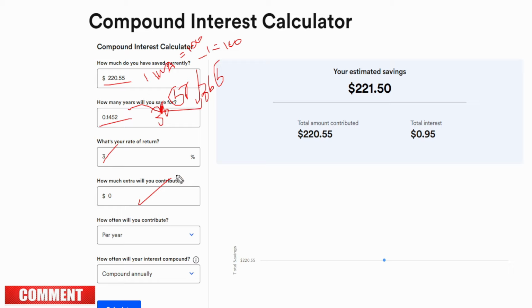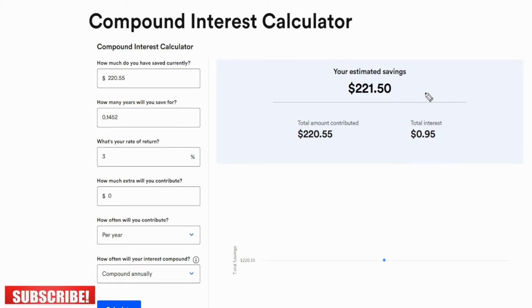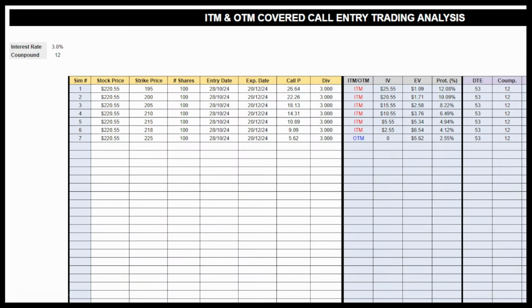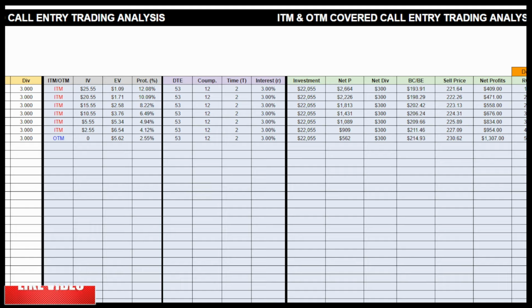We're not gonna contribute any additional money whatsoever. And after the calculation, our money is going to be worth, after 53 days, $221.50. And that gives us interest earnings of 0.95 cents. Okay, and if we go back here to our calculator, if you go all the way to the end here, this is exactly what I have here.